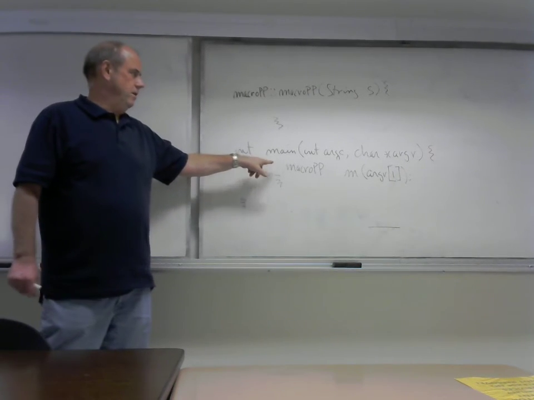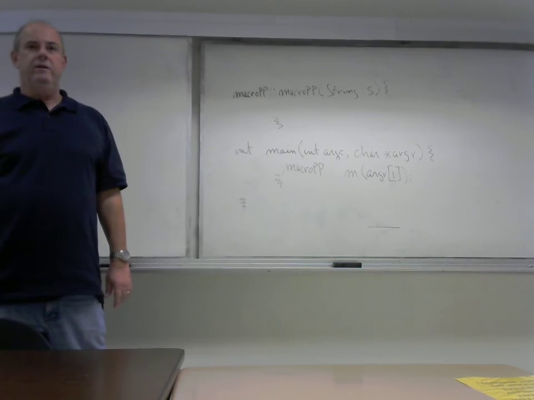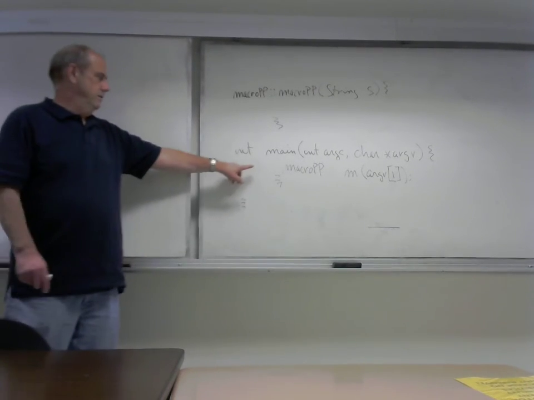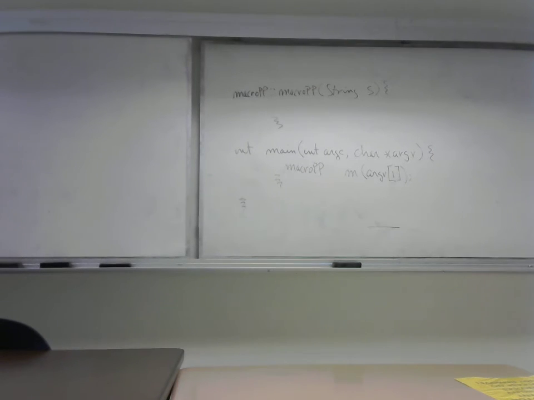Now, of course, you want more here. Check to see if argc is not equal to 2. Then what do you do? If argc here is not equal to 2, what do you do? Put an error message. Do you throw an exception? No. Heavens no. Not in the main method. Why? Who's going to catch it? Nobody.